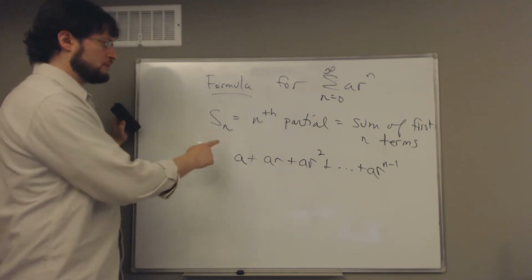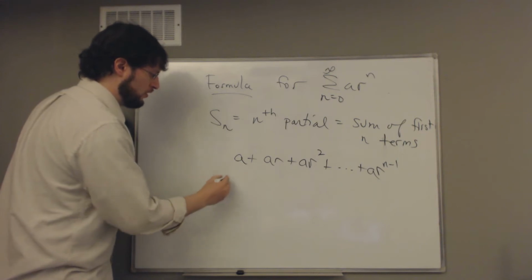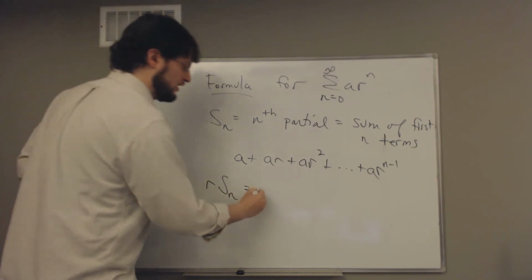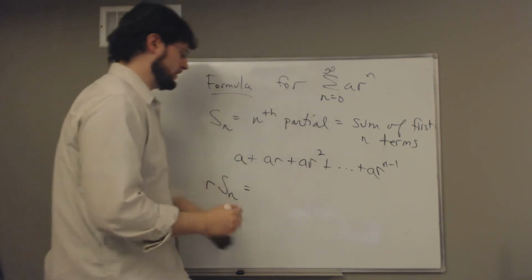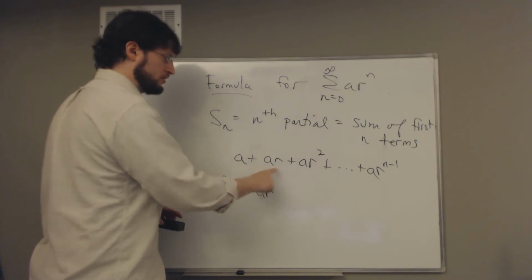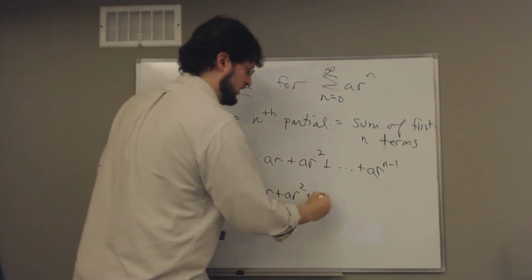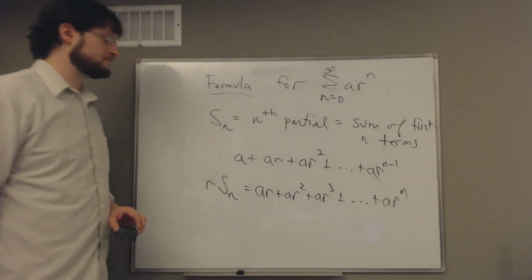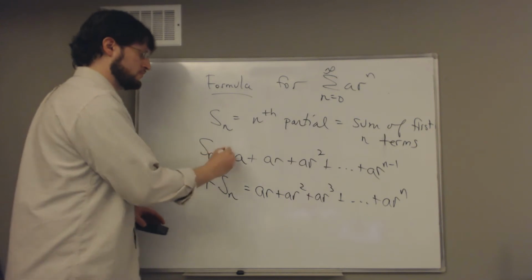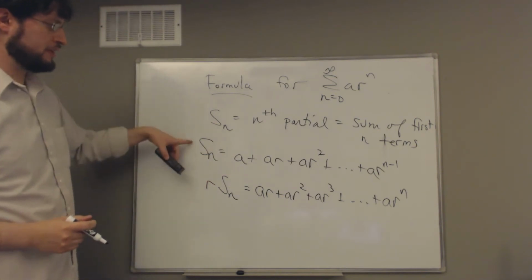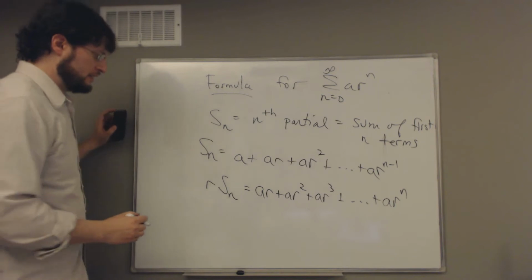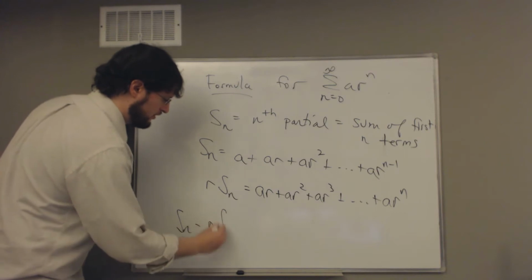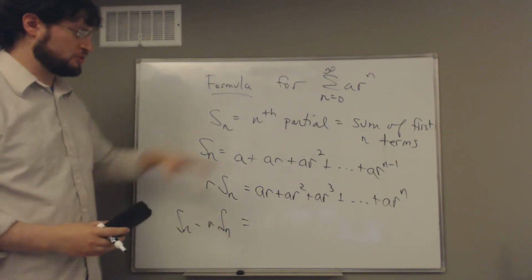All right, so now we're going to be a little bit clever. We're going to take Sn and multiply by r. So r times Sn is, actually, let me write it like this: ar. If I multiply this term by r, I get ar squared, ar cubed, all the way to ar to the n. So we got Sn, and we got r times Sn. What I'm actually going to do is subtract. What is Sn minus rSn? I'm going to subtract these two.